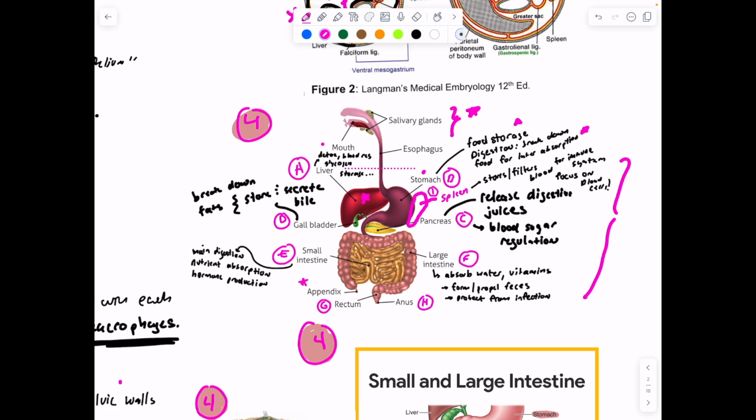Then we have the spleen adjacent to the stomach. It almost looks like a kidney, but it's superior to our kidneys. It stores and filters blood, right? And you're like, doesn't the kidney filter blood? Yes, but the spleen is focused on blood cells themselves, so eliminating destroyed blood cells and storing white blood cells for the immune system. So the spleen is part of the immune system.